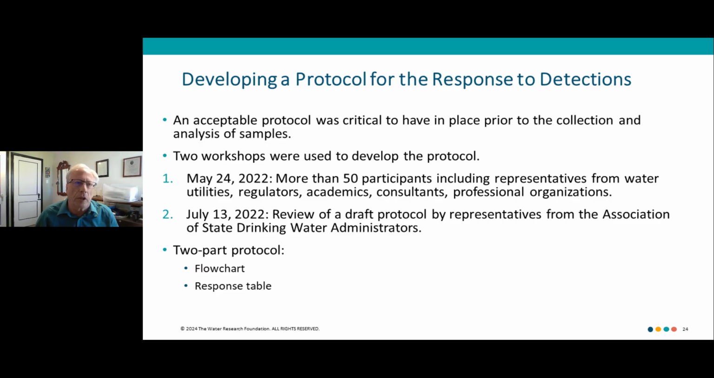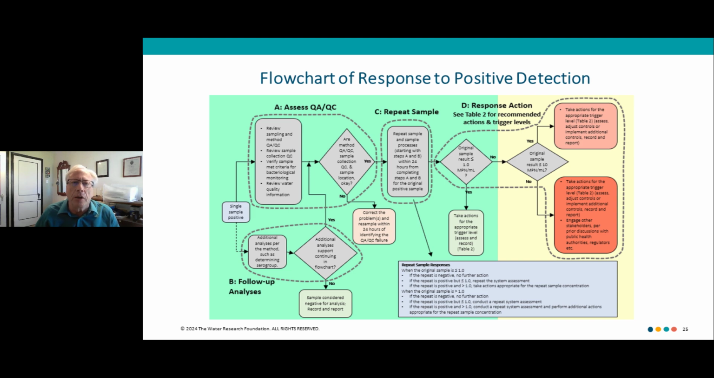And then once that was developed, we had another workshop in July 13th of 2022, with the Association of State Drinking Water Administrators, so your state regulators, to look at that response protocol and say, look, if a utility is using this response protocol in your state and they got a positive, would you agree that this was a reasonable protocol to follow? The protocol then ended up being in 2 parts. First, the flow chart, and then once you get positives, a response table to follow that. And here's what it looks like.